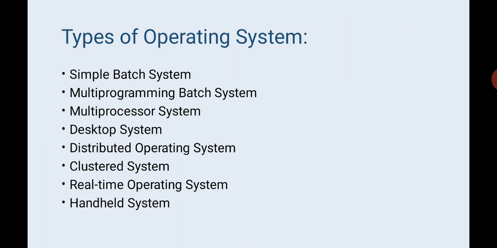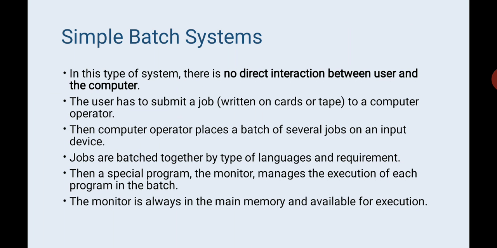Then we come to types of operating system: simple batch system, multi-programming batch system, multiprocessor system, desktop system, distributed OS, clustered system, real-time OS, and handheld system.